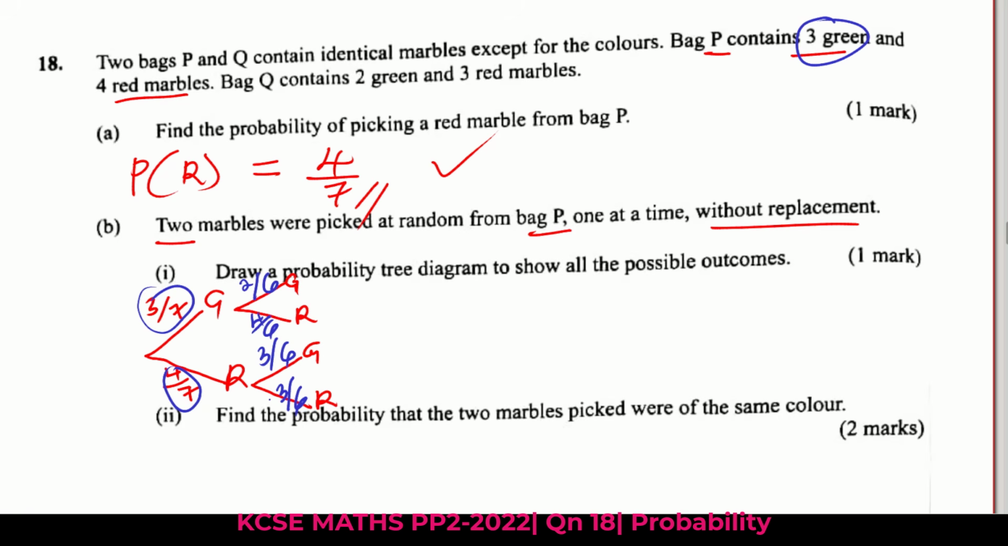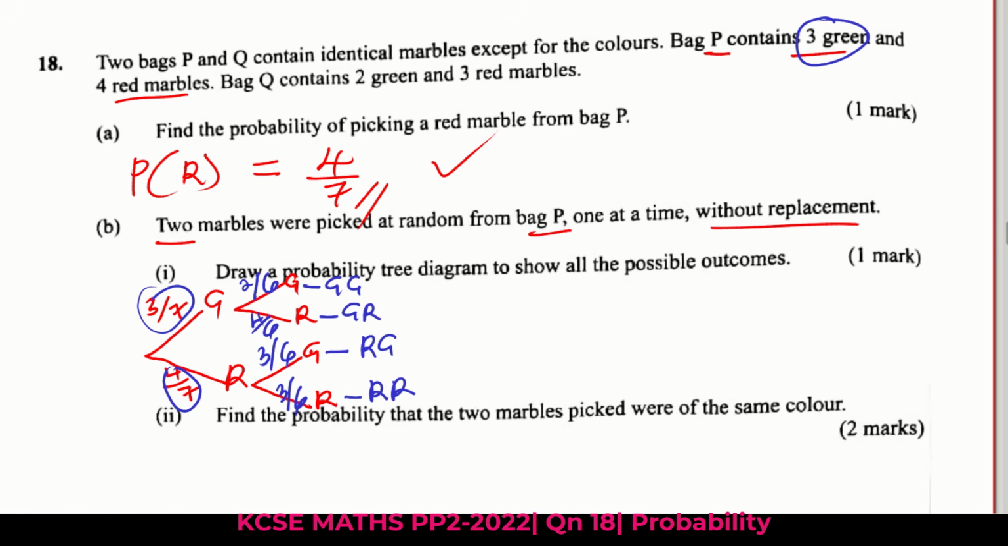Then the other one is going to be 3 divided by 6 as well. Why? Because this one is red. The moment you pick another red, the reds are 4, so you pick for the second time another red, so the reds are going to reduce from 4 to 3, then the total changes from 7 to 6. So that is what we mean by probability without replacement. That is a probability tree diagram, and it is always good to complete it like this. For this branch, green green, then here you have green red, then here you have red green, and then the last one you have red red.